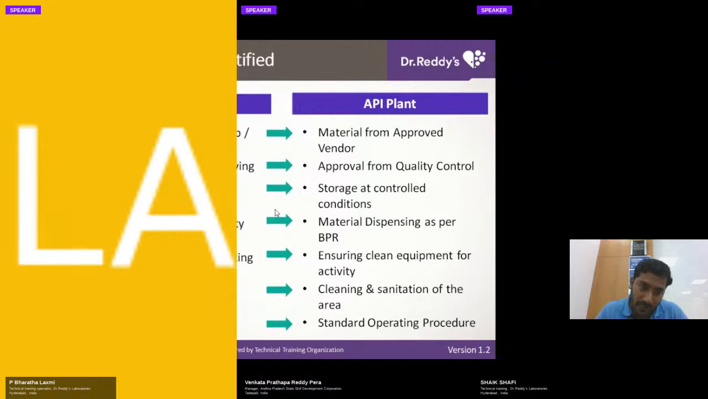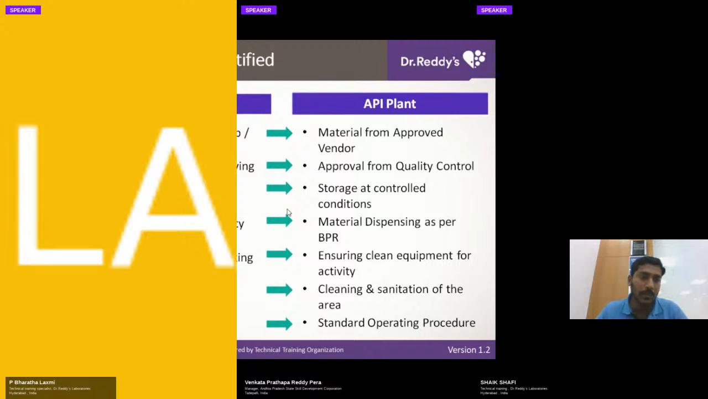Then coming to the next point, after taking material from the shop, we check whether the quantity is received or not. Here also we take approval from the quality control department. Whether his material is of the right quality or not, we check with quality control.